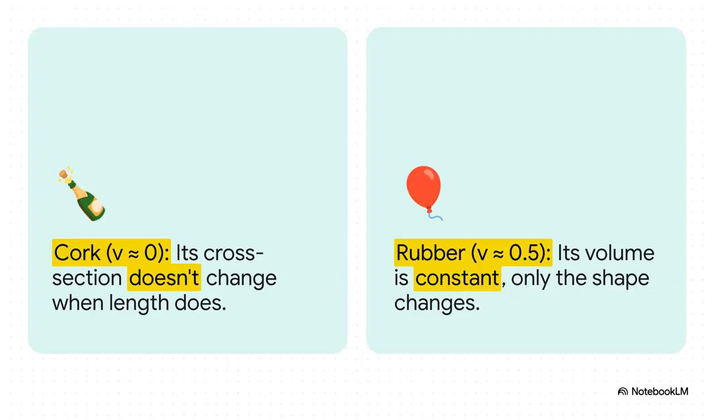So let's look at the extremes. On one end, you've got something like cork, with a Poisson's ratio that's almost 0. This is why it's so perfect for a wine bottle. When you shove it into the neck, it doesn't bulge out on the sides and get stuck. Now, on the complete opposite end, you have rubber, with a ratio right around 0.5. This means when you stretch it, its volume barely changes at all. It just rearranges itself, getting longer and thinner in almost perfect proportion.